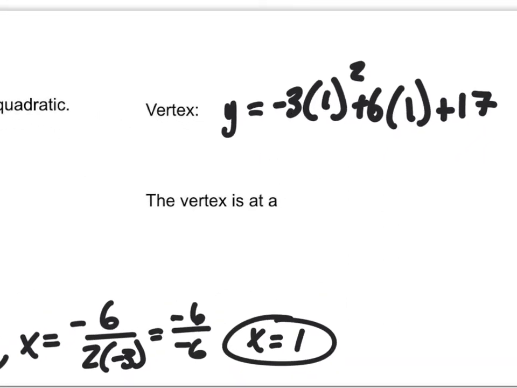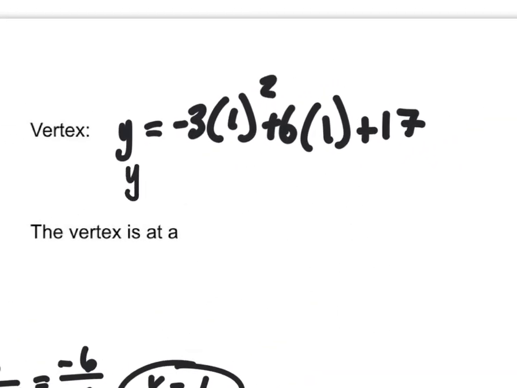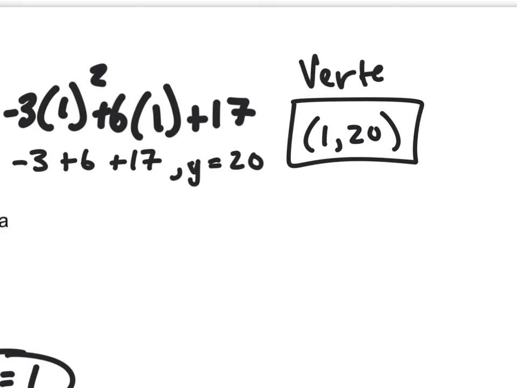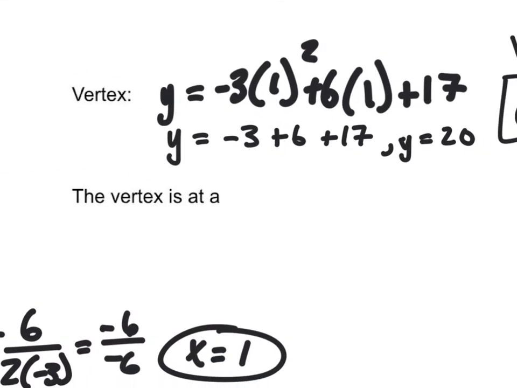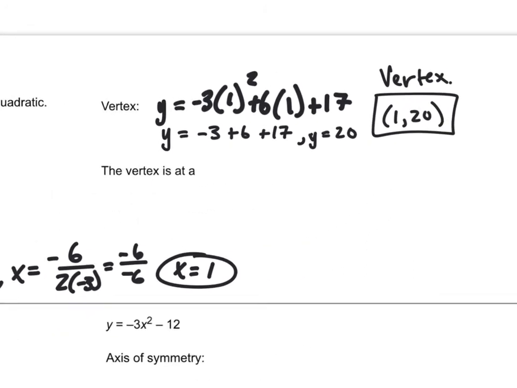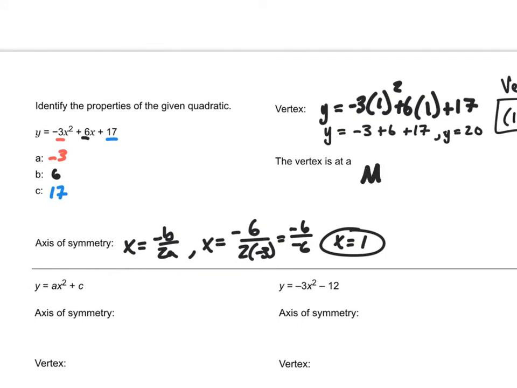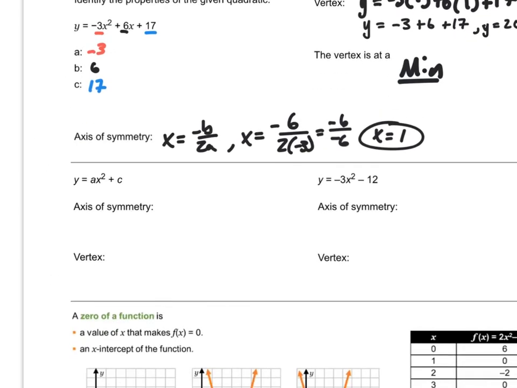And so then that's going to give us y is equal to -3 plus 6 plus 17. What is that, 20? Yep. So we get the value y is equal to 20. And so the vertex is the point (1, 20). Okay, this is our vertex. Okay, and then it says the vertex is at a... I would say it's at a minimum, but we'll discuss that later. Okay. All right, let's take a look at the next one.